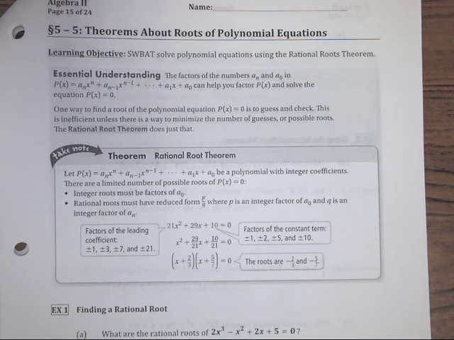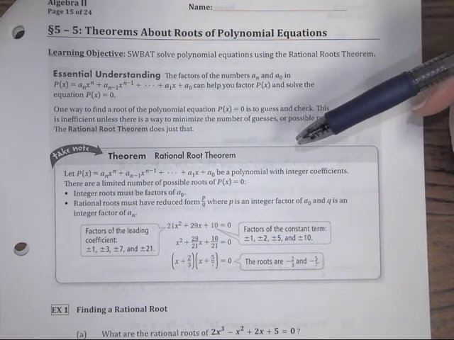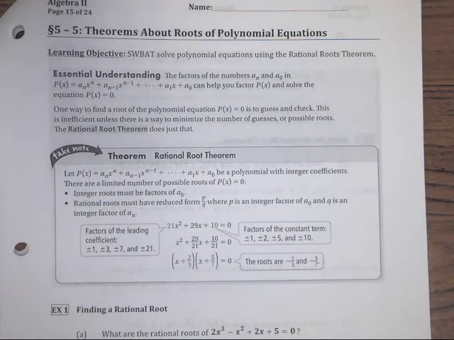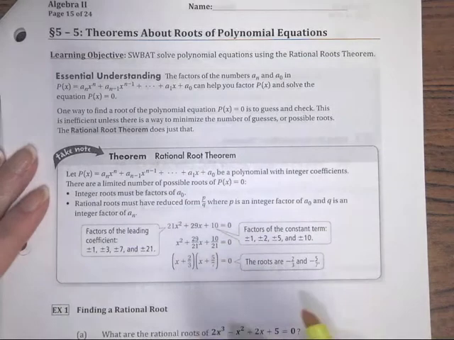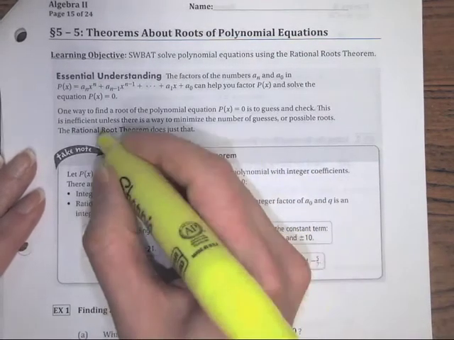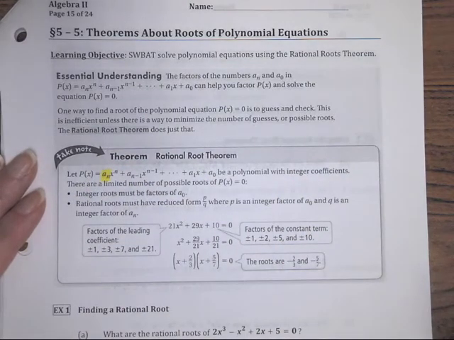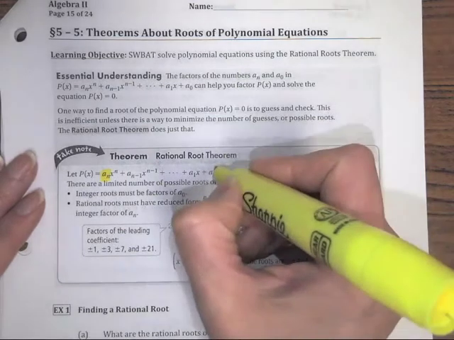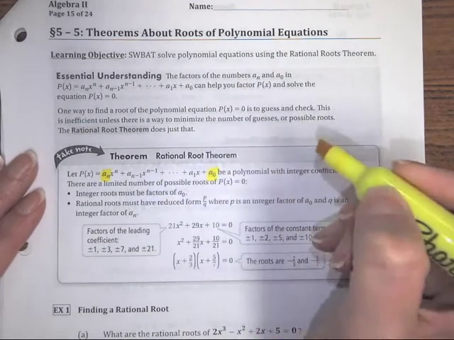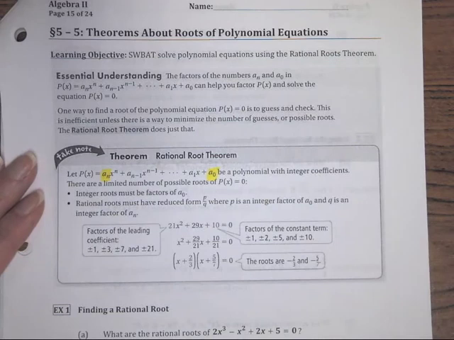What we're going to talk about today is the rational root theorem. What this is going to give us is a smaller set of possibilities. All right? So let's go through. The theorem is quite technical, but the concept is actually not difficult. I want you to see that in a polynomial, your very first coefficient is a sub n, that lower n, sub n. And your constant at the end is a sub 0.